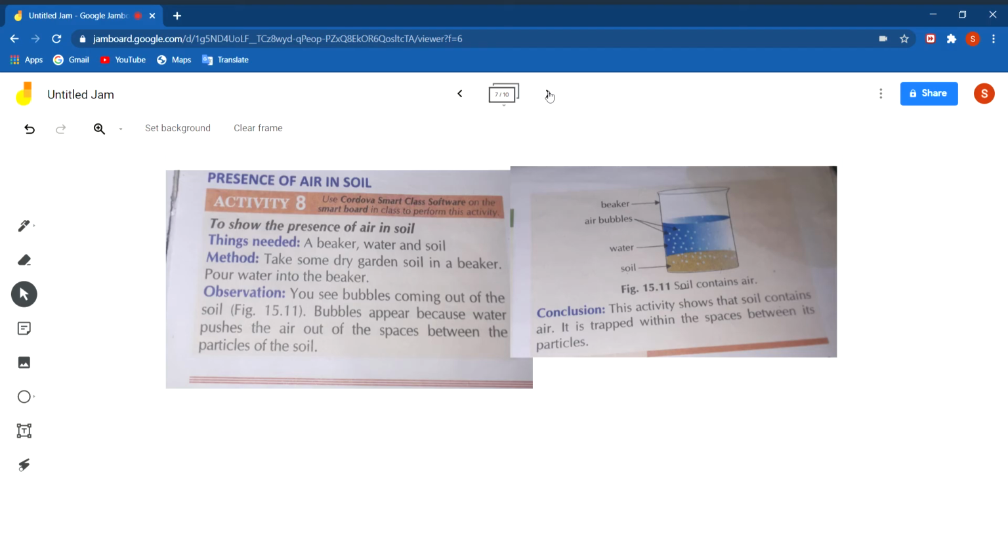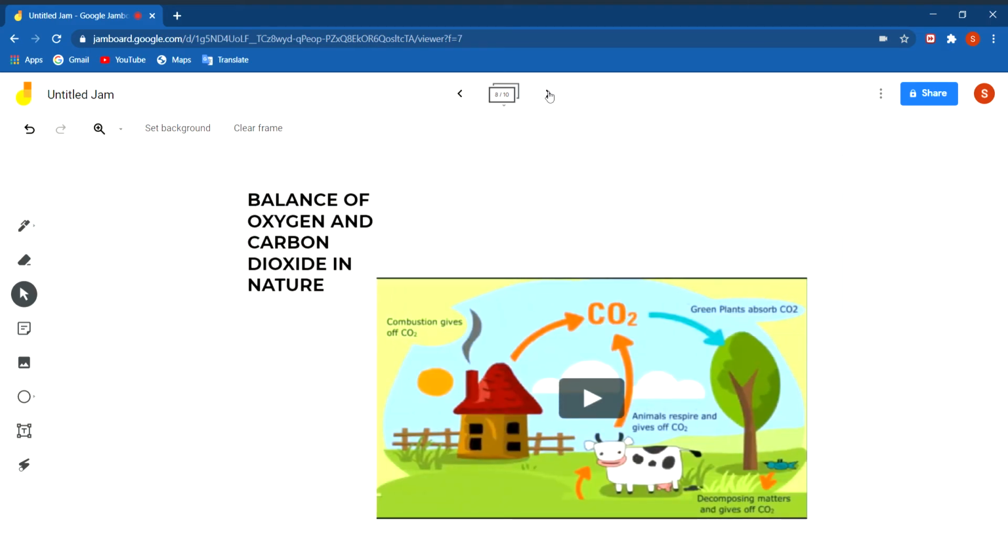Then next is how we will show that the balance of oxygen and carbon dioxide is maintained in nature. You know, oxygen is 21% of the total air, and carbon dioxide is only 0.03%. Though carbon dioxide is a pollution creating gas, it is a very important gas also. Why? Because carbon dioxide is needed by plants for making their food. Plants are autotrophs, they have the capability to make their own food. So the maintenance of oxygen and carbon dioxide is very necessary for nature.